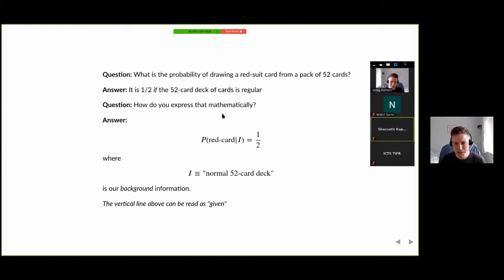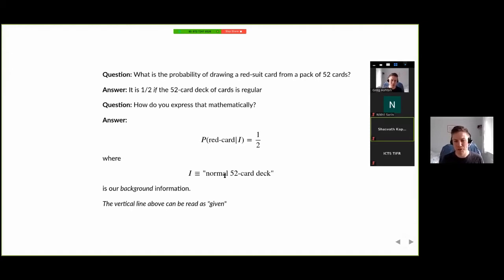Well, how do you express that mathematically if you want to make some notation around it? Well, in this language of probabilities and conditional probabilities, we write it like this. We say that the probability of the red card is equal to 1/2, and then we have this vertical bar and the I here says it's a normal 52 card deck, so a regular playing card set. So I here represents sort of background information, but it could also be a whole bunch of different things.